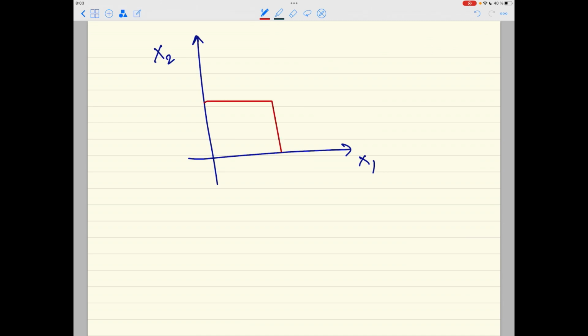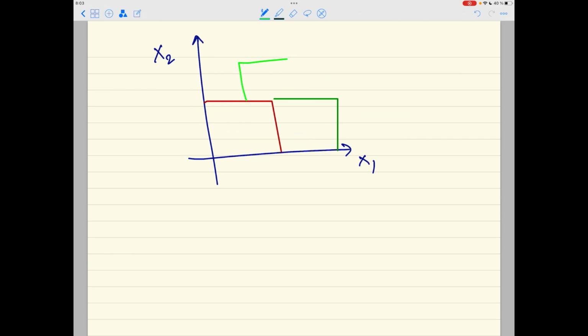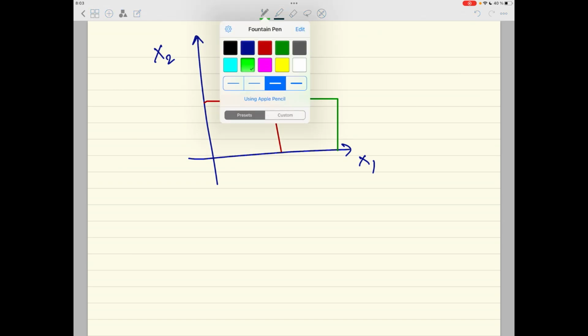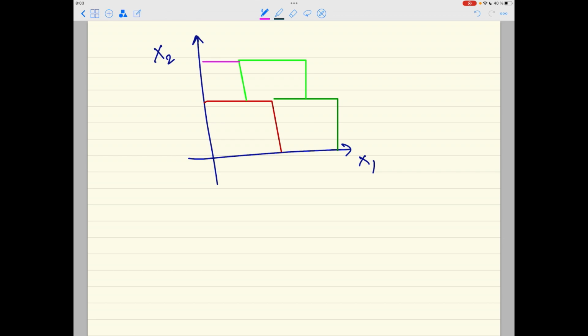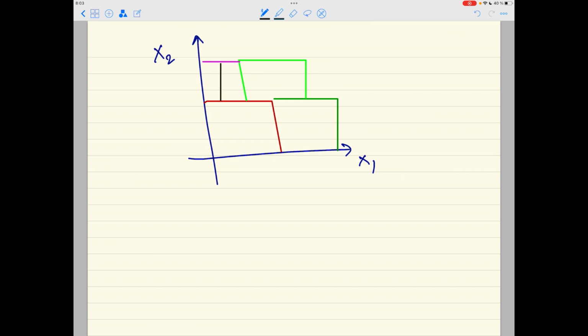Let's say you have one rectangle here, then the next one, I'll use different colors, might be this one, then the other one might be this one, the fourth one might be this, and then you might also have something like this. So in this case, you divided the region into five different rectangles. Let's call them R1, R2, R3, R4, and R5. This is how you would usually see the regions represented in the literature.